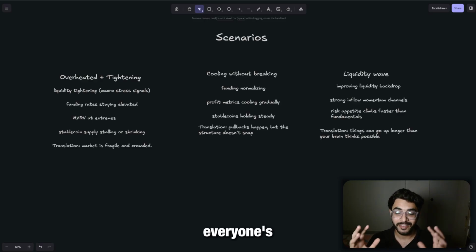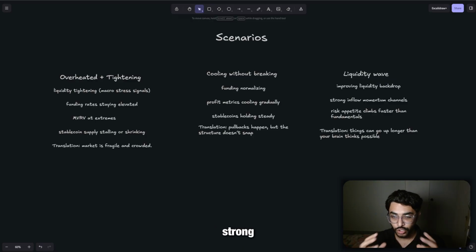And lastly, everyone's favorite scenario number 3, which is liquidity wave, also called full-blown bull market. Here you will see improving liquidity backdrop, strong inflow momentum through channels like ETFs. This is the phase where the risk appetite climbs faster than the fundamentals. For example, you may have seen institutions pouring literally hundreds of billions of dollars directly into BTC and Ethereum. Not just those two, but coins like Solana, XRP, Cardano, etc.